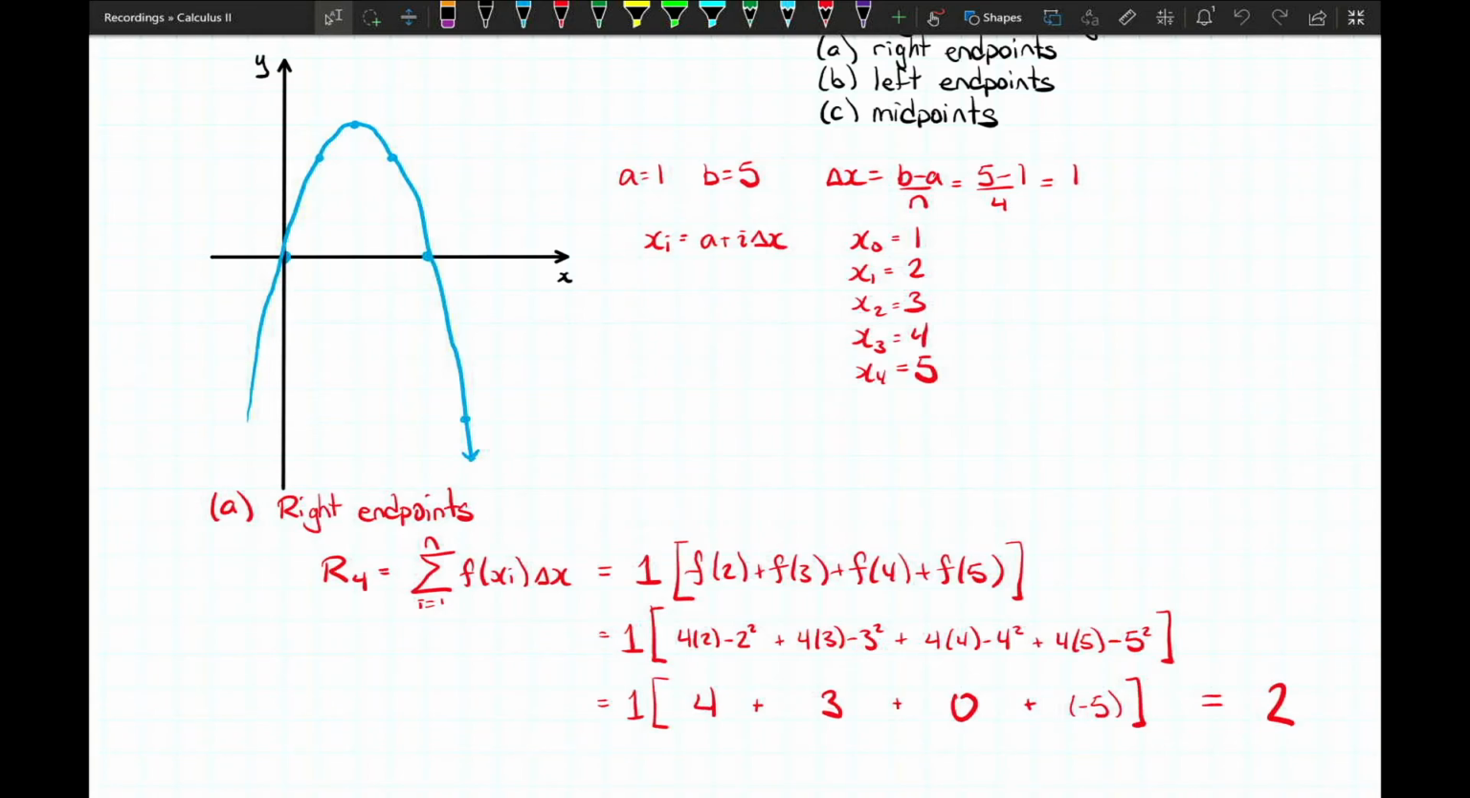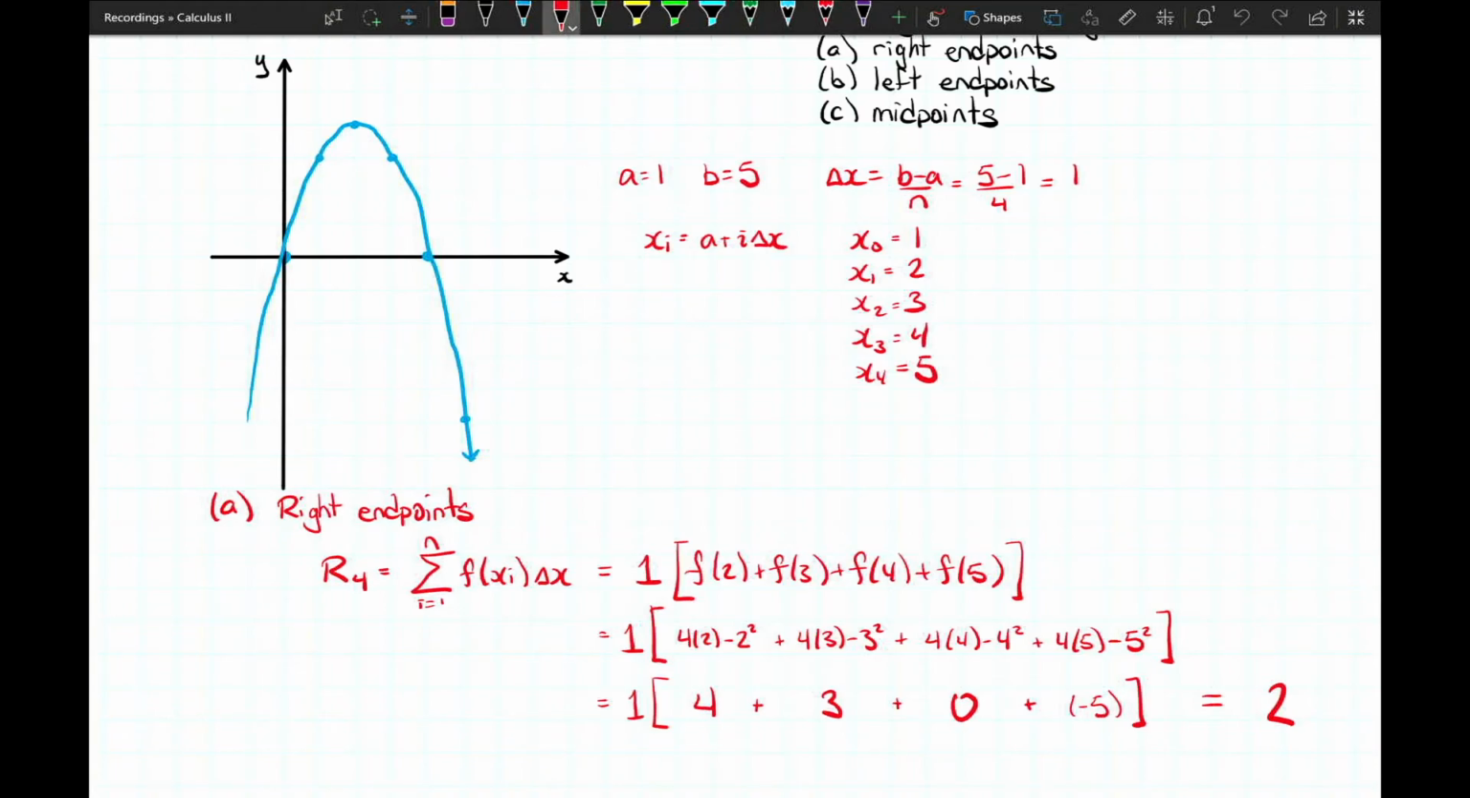And we're going to be using the formula using sigma notation from i equals 1 to n, summing up f of xi delta x. So that's starting at x1, which is 2, x2, which is 3, x3, which is 4, and x4, which is 5. And we're going to plug those numbers into the function to find out their heights.